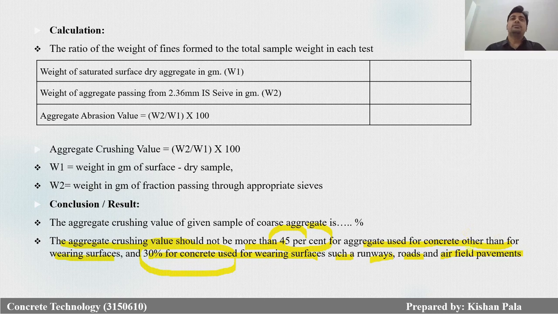So you have to find out the aggregate crushing value, and it should not be more than the Indian Standard criteria for a particular structure, for a particular design. So this is the procedure for finding the aggregate crushing value test.